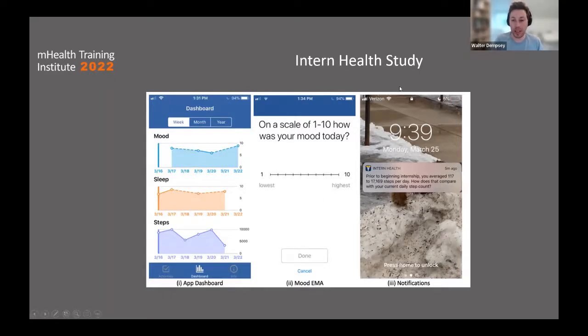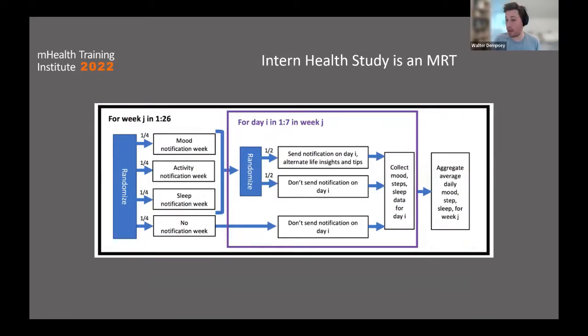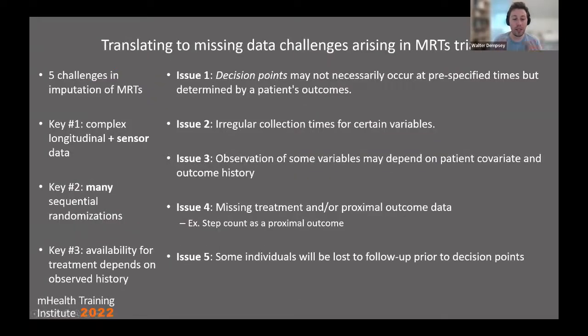What I will say is that the Intern Health study turned out to be an MRT, and I just wanted to mention that means I have time varying treatments. In this case, every single week individuals were being sent either mood, activity, or sleep notifications. And the analysis, for those of you who have seen MRT analyses, which I assume you'll see at some point during the institute, looks a lot like GEE analyses. So you might say, hey, I want to do imputation, and maybe I could use the mice package. My only point before letting you go is that when you have time varying treatments, you have to be really careful when you impute.